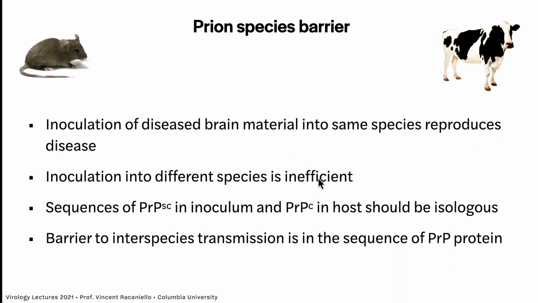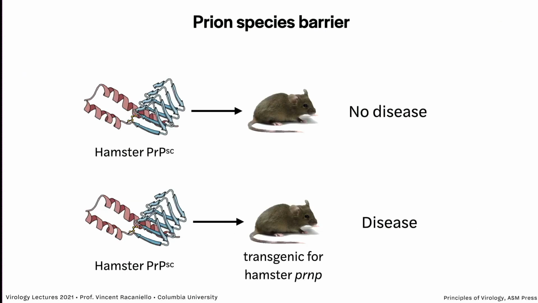Mostly the sequences of the protein in the donor and the host, who you're giving it to, should be the same. So the sequence of PrP is the host tropism determinant. So here's an example. If you take hamster PrPSc from a hamster who had the TSE, you put it in a mouse, no disease. That's the species barrier. But if you make the mouse transgenic for the hamster PRNP gene, then putting in hamster PrPSc will give you disease. Okay, so the protein has to match with what you're injecting in.